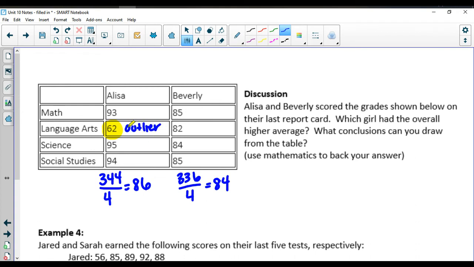So when you add this outlier into the mix, look at what it did to Alyssa's average. If you take that out, her average is going to be right in at a 94. But with this included, it brings it all the way down to an 86. So that outlier is going to cause her some issues.